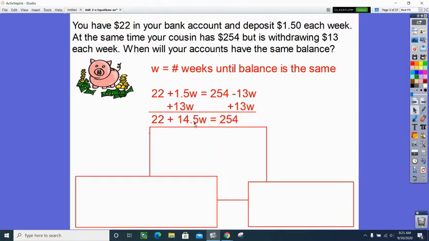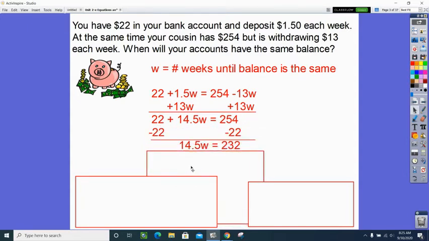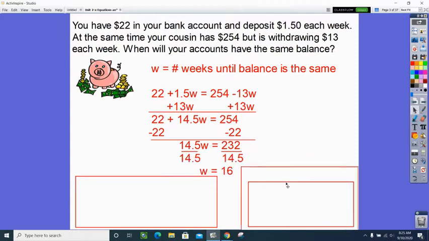So now I've got a 2-step equation. I'm going to subtract the 22, and then I'm going to divide by the 14.5, and it comes out to 16. I have contrived this one to work to this whole number. In the real world, it's quite likely you could have come up with something like 14.6, and you'd have to say somewhere in the 14th week. But just realize they don't always come out to perfectly nice numbers.